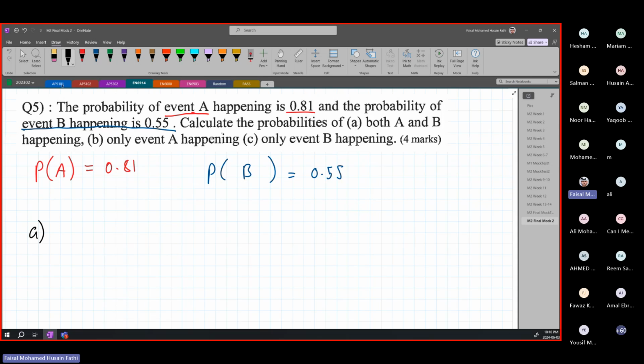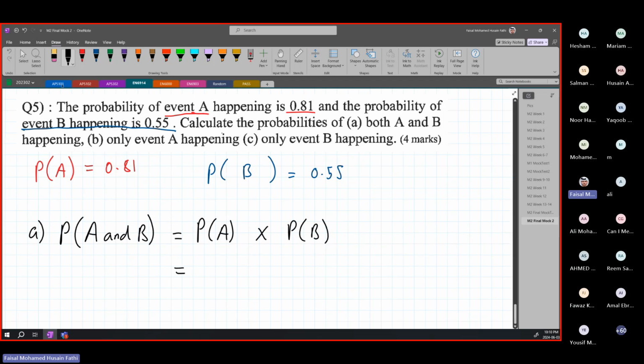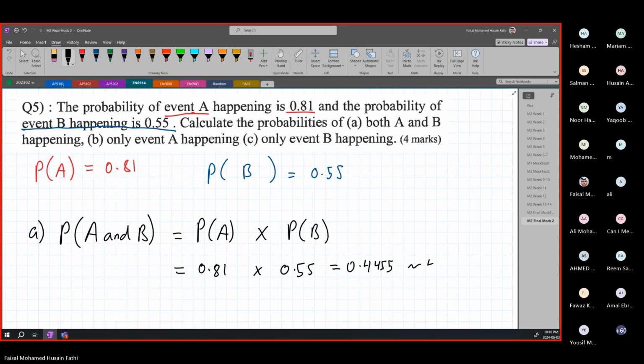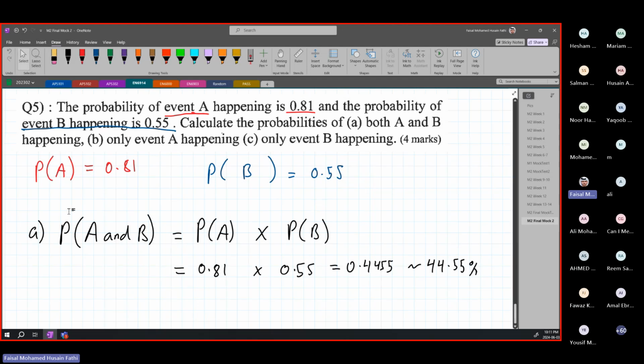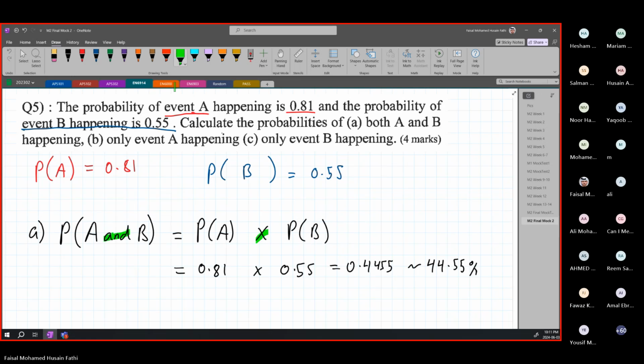Both A and B happening. A and B happening. So we want the probability of A and B. What does this mean? It's the probability of A and, multiplication, the probability of B. So simply it's 0.81 times 0.55. And this is going to be 0.55 into 0.81, 0.4455, or 44.55% chance. All right. So this is for part A. When you see and, just know that means it's multiplication. So when you see and, you multiply.